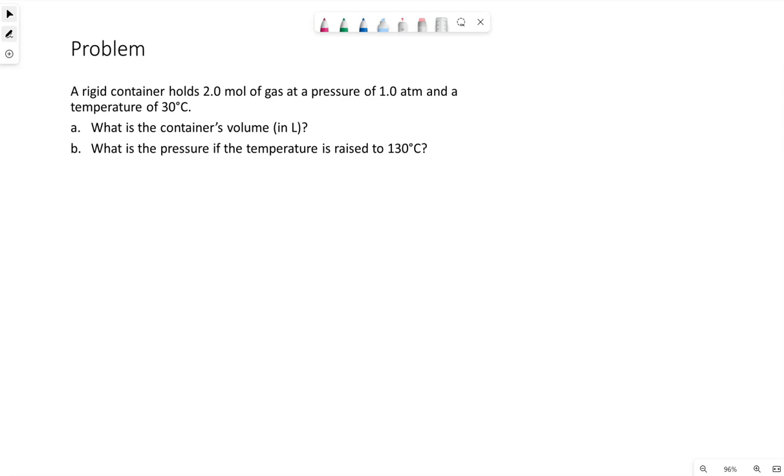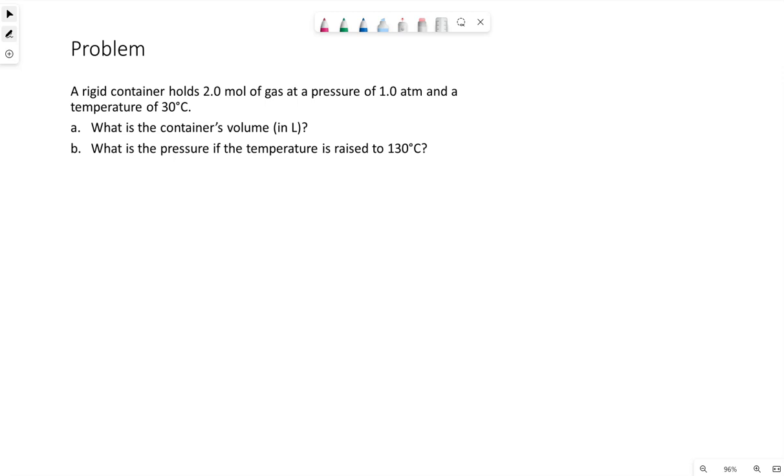We have a sample problem here. A rigid container holds 2 moles of gas at a pressure of 1 atm and a temperature of 30 degrees Celsius. What is the container's volume in liters, and what is the pressure if the temperature is raised to 130 degrees Celsius? All right, so I have a gas.